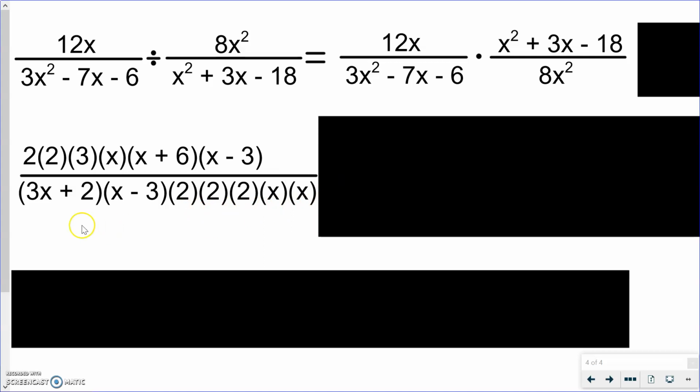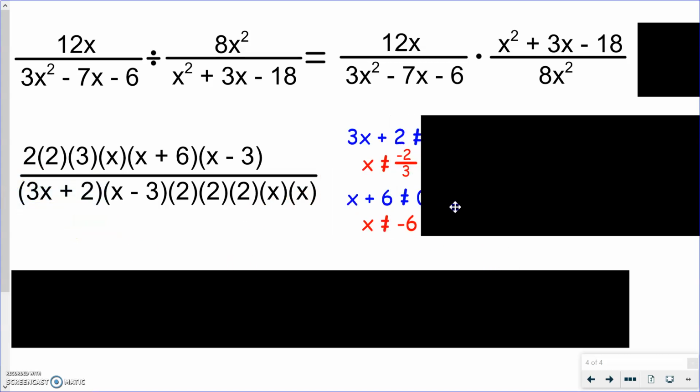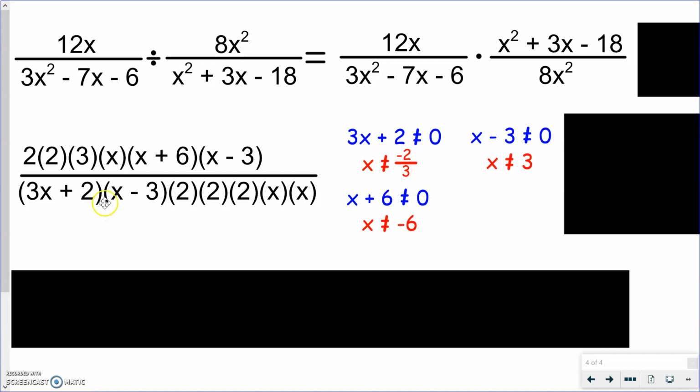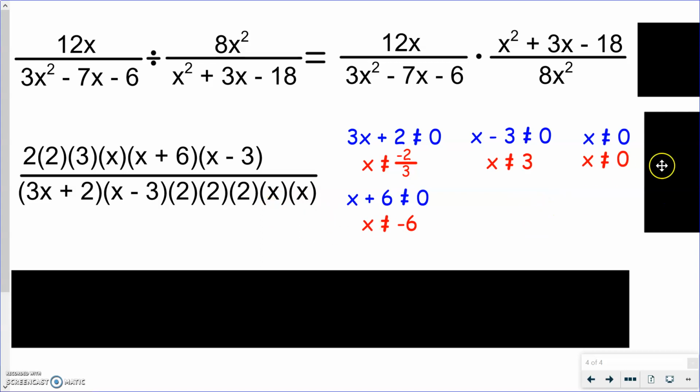From there, I find the restrictions. This first one here cannot be 0, so you'll see me doing 3x plus 2 cannot equal 0. Solve it, I get x cannot equal negative 2 thirds, because I subtract 2 first, then divide by 3. I'm doing the bottom first. Then I use x minus 3. Add 3 to both sides. X can't be positive 3. Skip the 2, skip the 2, skip the 2. X counts as a letter. X cannot equal 0. That's a repeat, so I skip that.